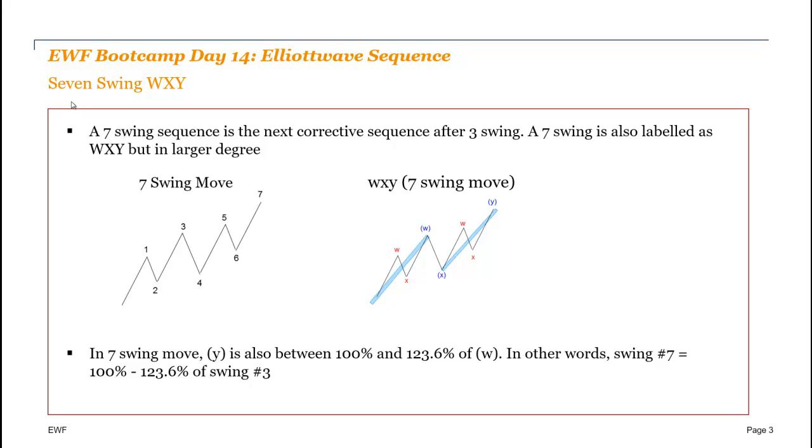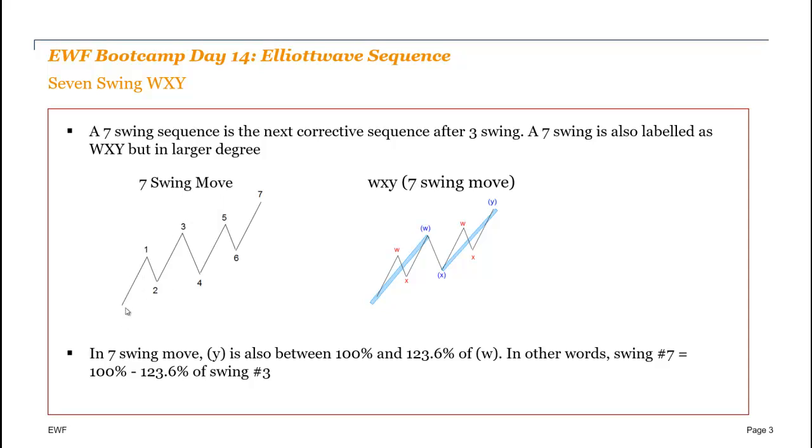Now next we're going to take a look at the 7 swing structure. This is a WXY structure. Okay, it is the next corrective sequence after 3 swing. So after 3 swing we have 7 swing. A 7 swing is labeled as a WXY, but it is a WXY of a larger degree. So this is the 7 swing move. This is what it looks like.